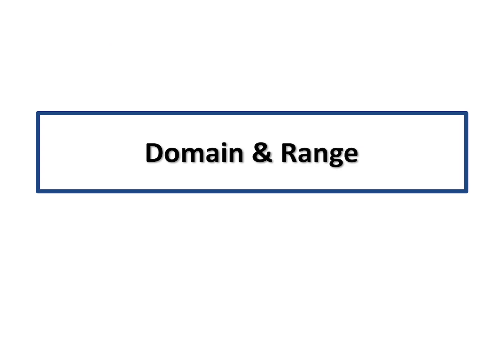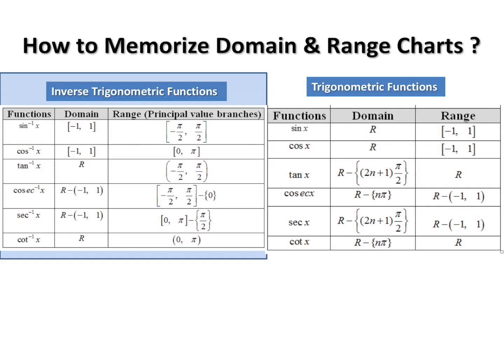Now we have solved the big problem, that is to draw the graphs of inverse functions. Now the other challenge is to memorize the domain and range values. So I have one trick for that also. I have given you two tables here, you can see on the screen. This is the table for domain and range of the inverse trigonometric functions, and on the right side we have domain and range for the normal functions.